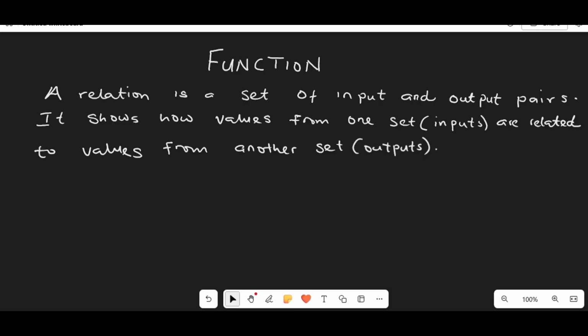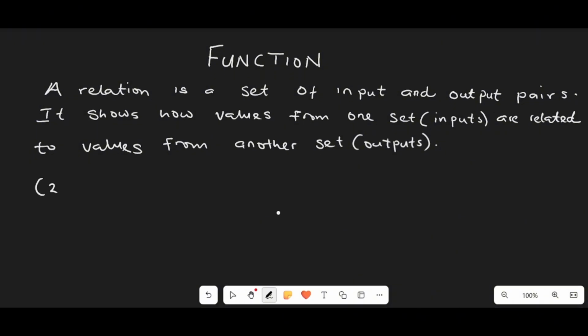Before we consider the definition of a function, let us define relation. A relation is a set of input and output pairs. It shows how values from one set, the input, are related to values from another set, the output. Let us consider this example for better understanding.